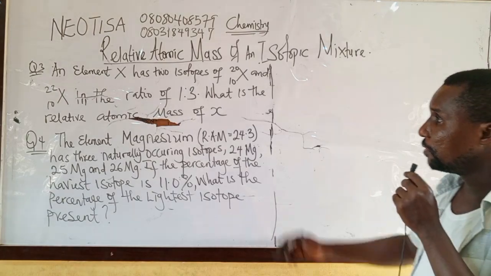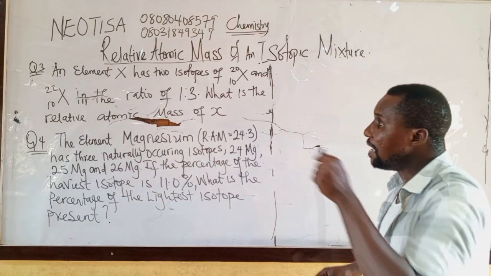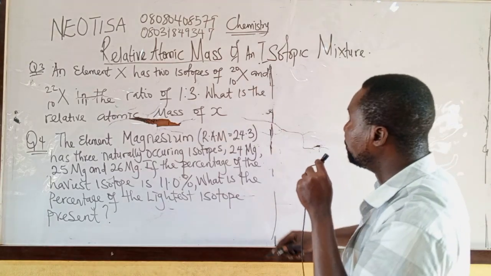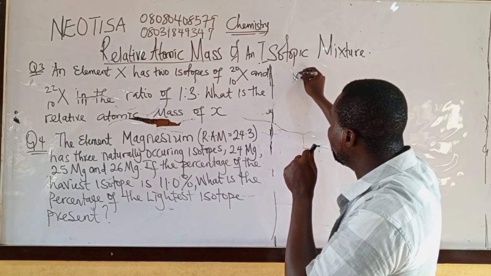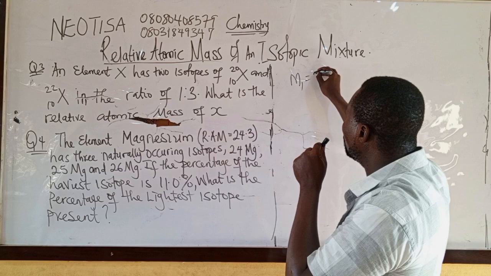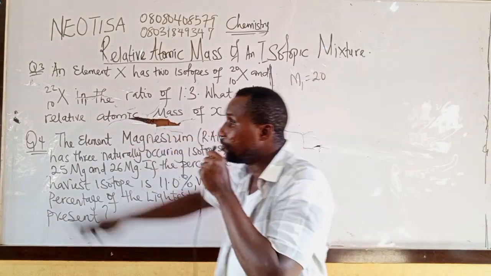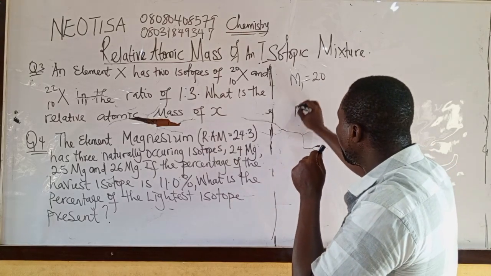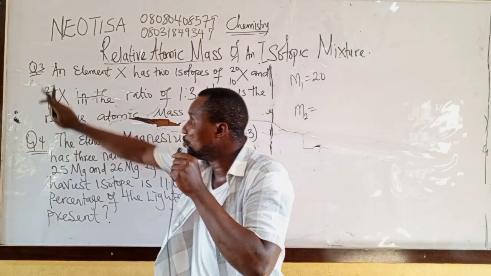Let's move. The third question says, an element X has two isotopes. This is the first isotope. The mass number is 20. For the first isotope, M1, the mass number is 20. The second isotope, N2, has mass number 22.